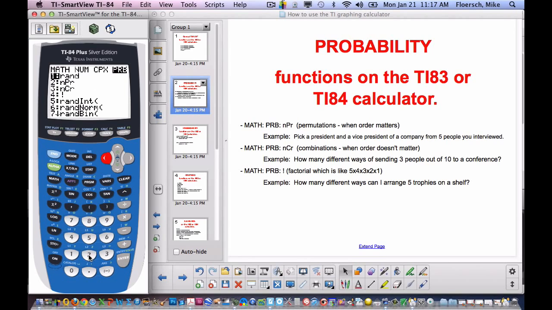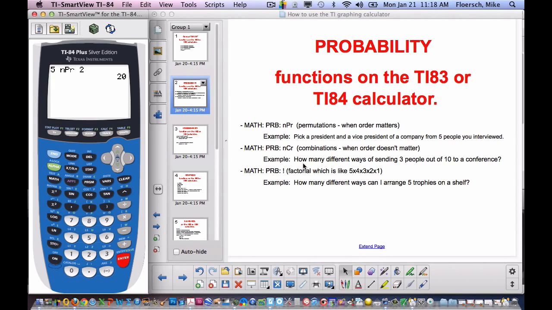We'll hit number 2, and I want to choose 2. That means there are 20 different combinations of choosing 2 people for my president and my vice president of my company.